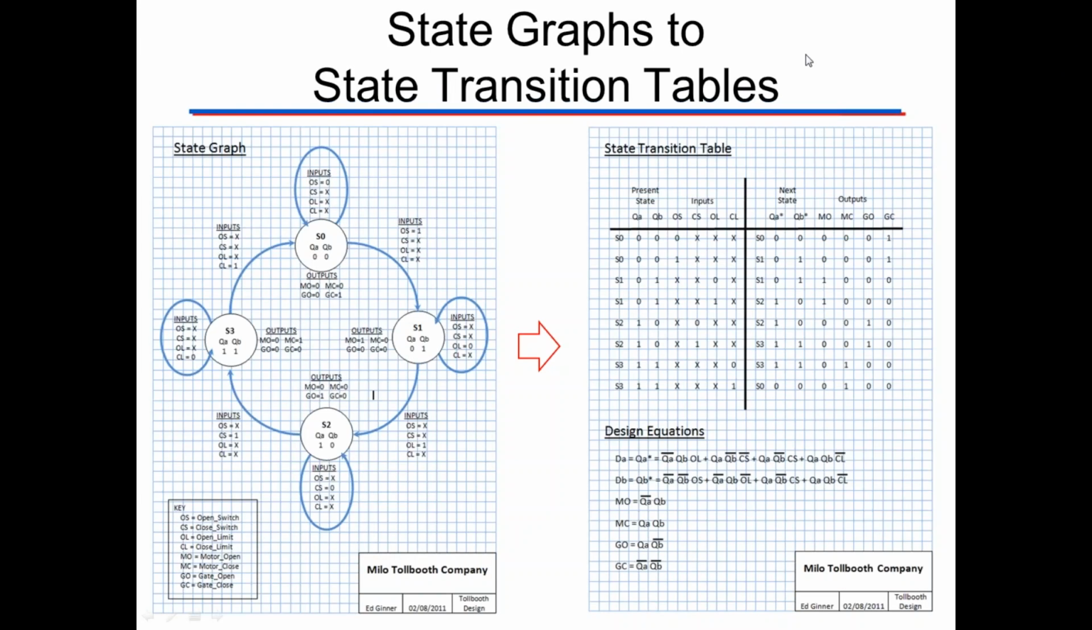All right, it's going to be part two of the state machines and talking about the toll booth. And we're going to actually talk about how to build the state transition table.